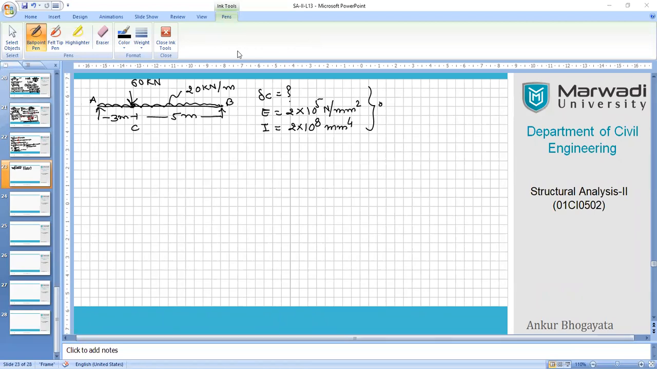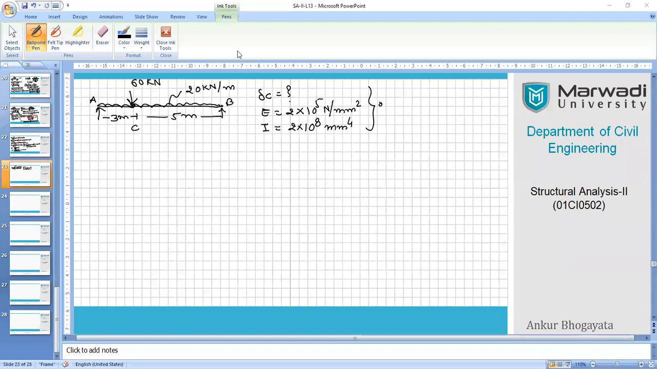Welcome to another session of Structural Analysis 2 under the unit of application of strain energy principles for analysis of beam members. So friends, we have been analyzing different types of beams using the energy principle number 1, and specifically right now we are focusing on calculation of deformation quantities, namely slope and deflection.